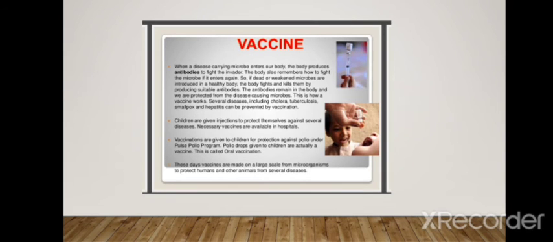Vaccine. When disease-causing microbes enter our body, it naturally produces antibodies to fight them. The antibodies will remain in the body and we are protected from disease-causing microbes. This is how a vaccine works. There are vaccines for different diseases such as cholera, tuberculosis, smallpox, and hepatitis.